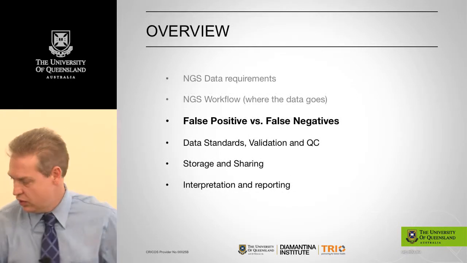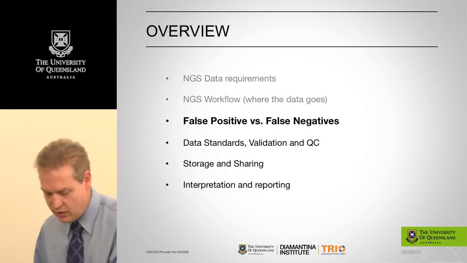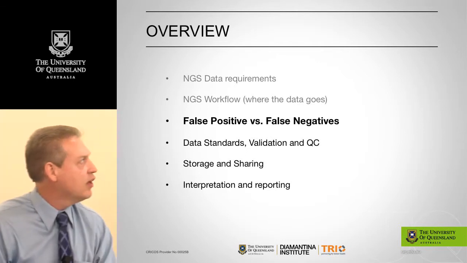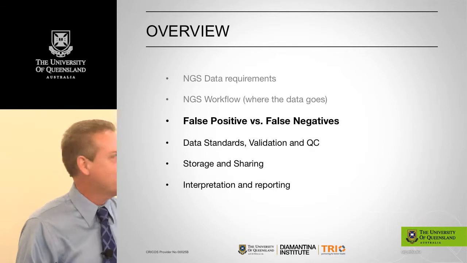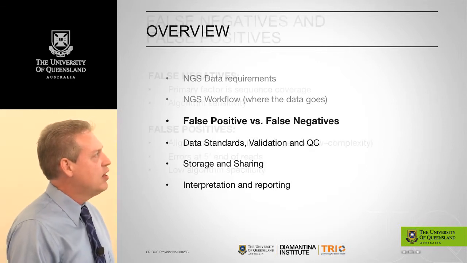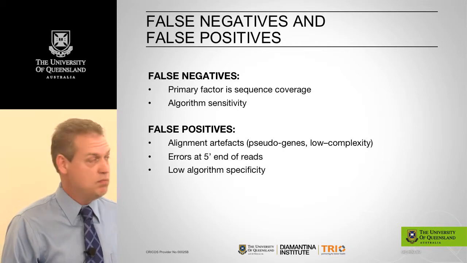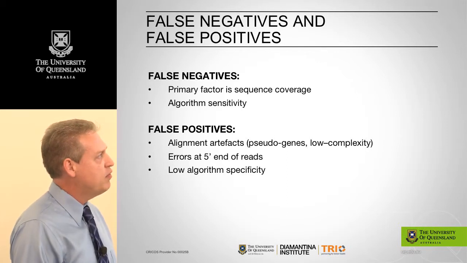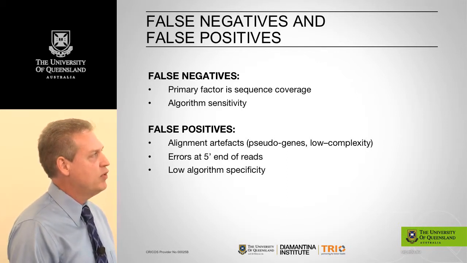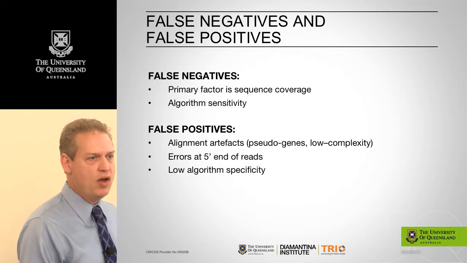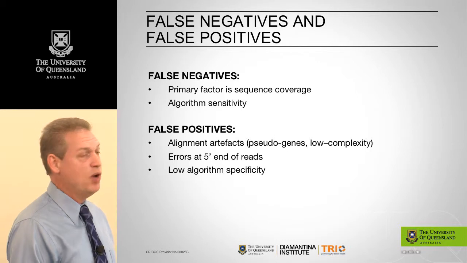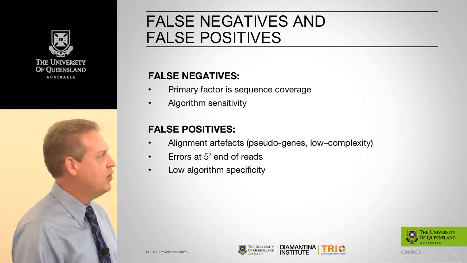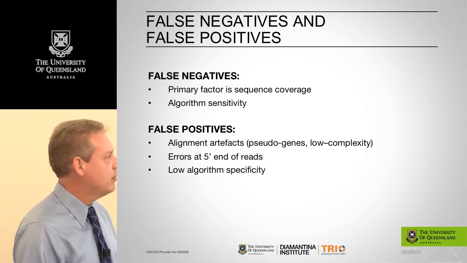So what sort of sequencing should you do? I want to talk about that briefly. It's a very simple concept of measurements of false negatives and false positives. Okay? False negatives, that is, there's a mutation there but you missed it. Generally the primary factor for a false negative is sequence coverage. You didn't have enough of that sequence read over the location where that measurement could be made. The other part is a bioinformatic problem, my problem, and that's algorithm sensitivity. It wasn't sensitive enough to find it.